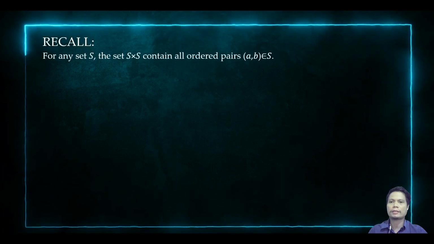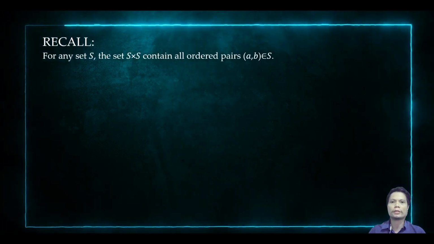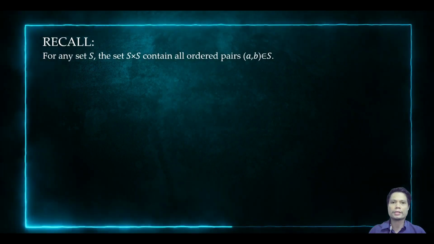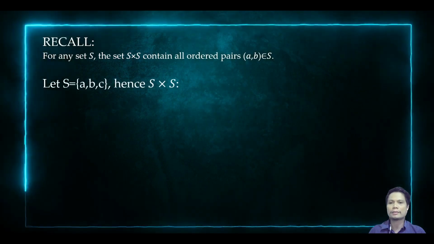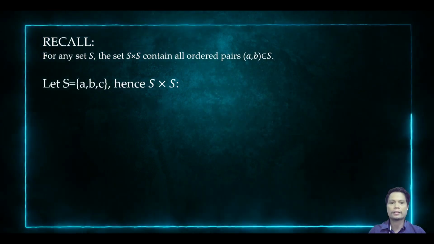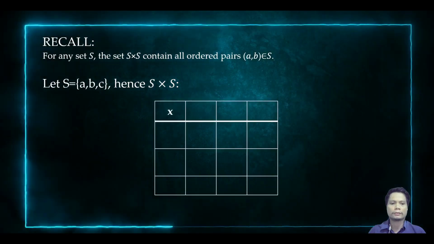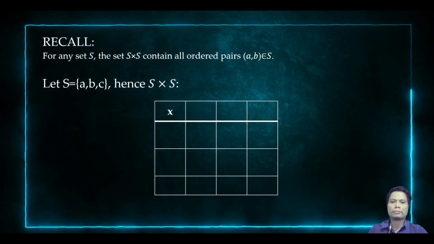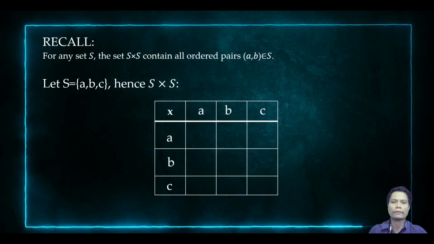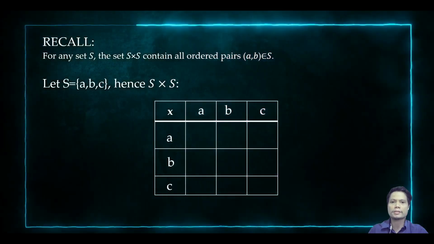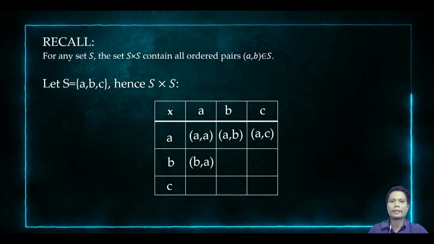First, let us recall. For any set S, the set S times S contains all ordered pairs (a, b), where a and b are elements of S. Let S be a set with elements a, b, c. Hence, S times S is presented in the table. The elements a, b, c are placed on both rows and columns, and we can find different ordered pairs such as (a, a), (a, b), (a, c), and among others.